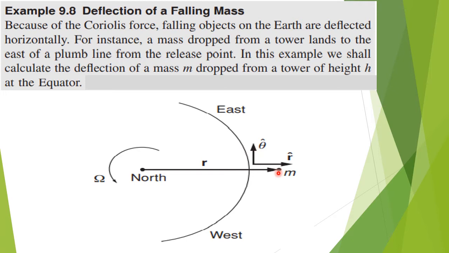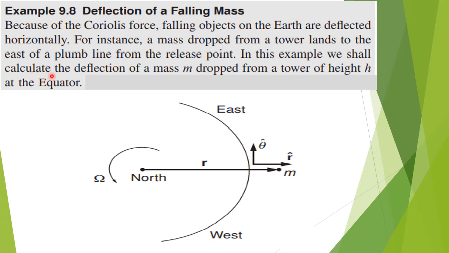For instance, consider a mass m at a distance r from the center of Earth. This is Earth. It is rotating at an angular velocity omega, and in the polar coordinate system, this is the direction of r, the radial direction, and theta, the tangential direction. So a mass dropped from a tower lands to the east of a plumb line from the release point. When this mass gets released to the ground, it gets shifted towards the east.